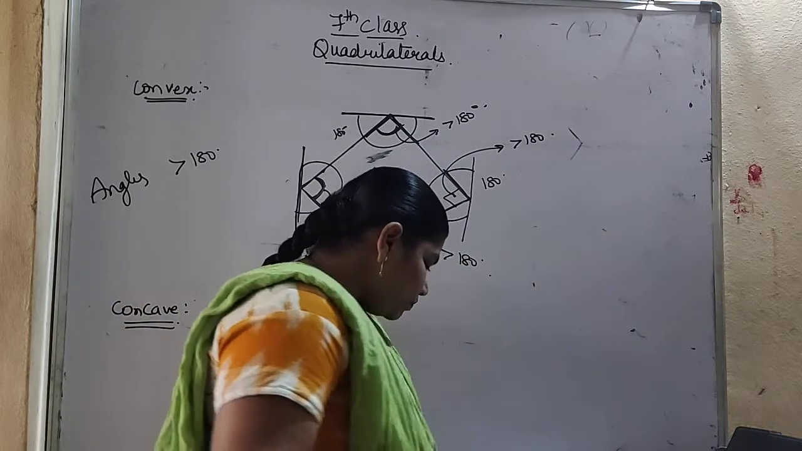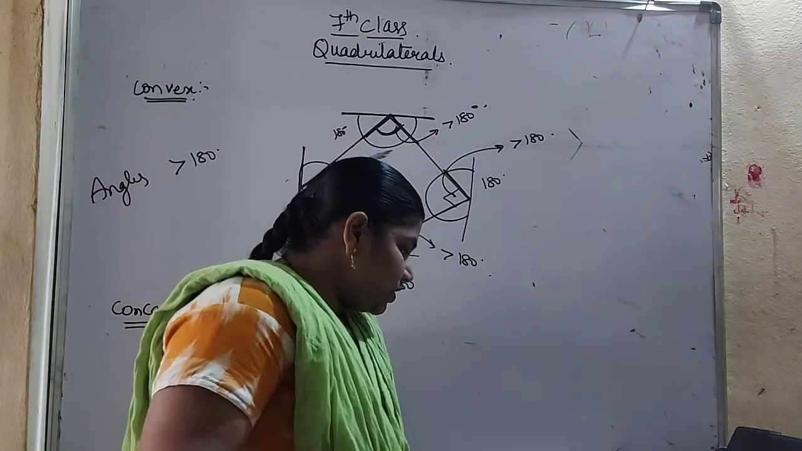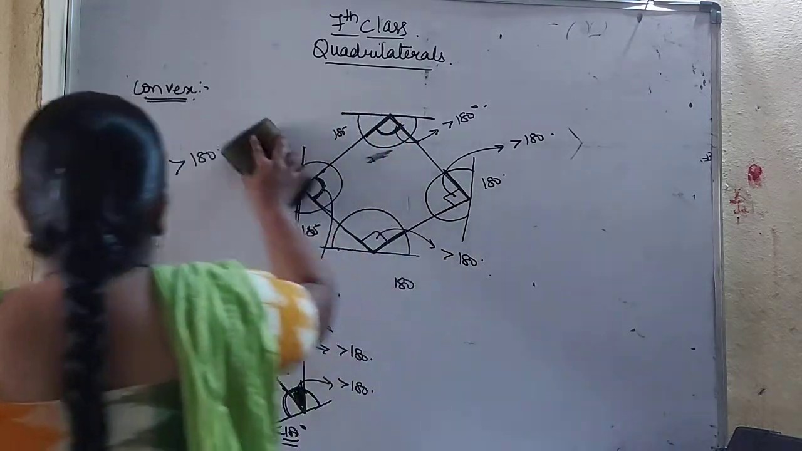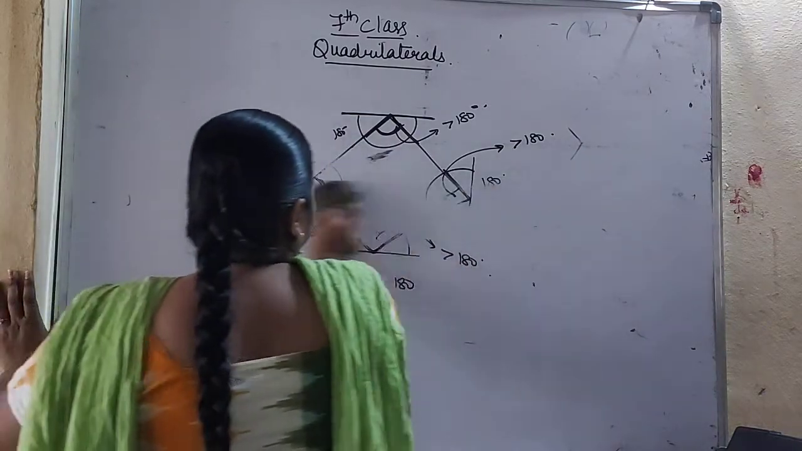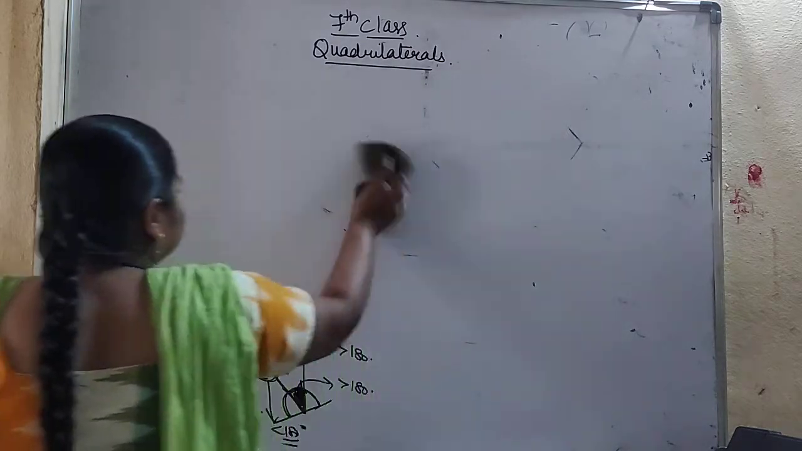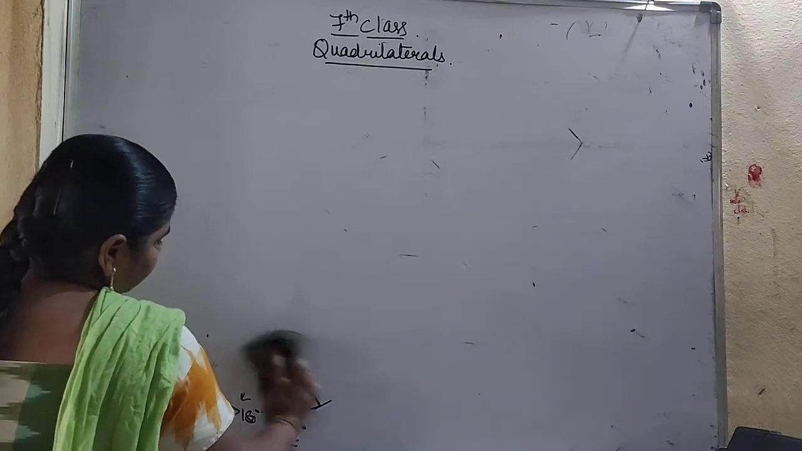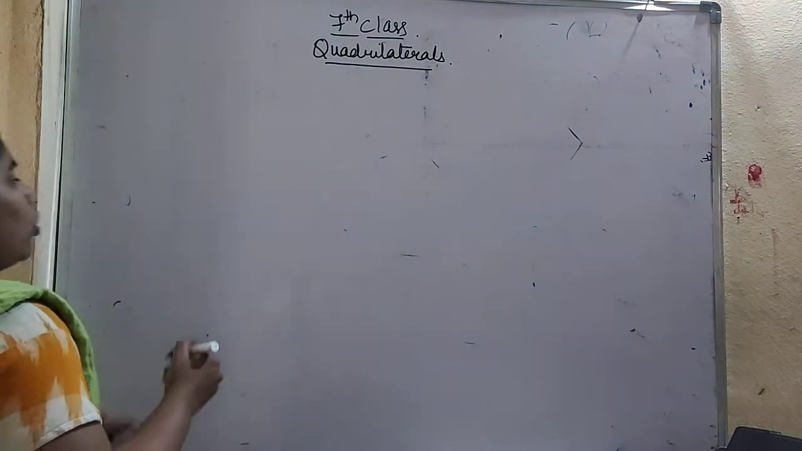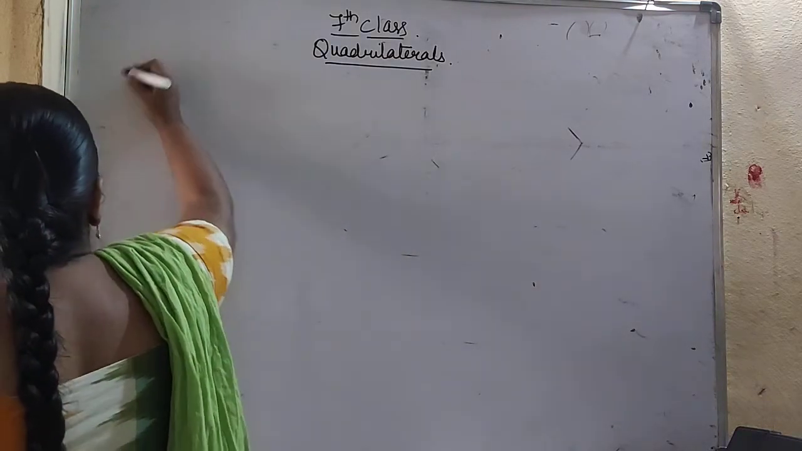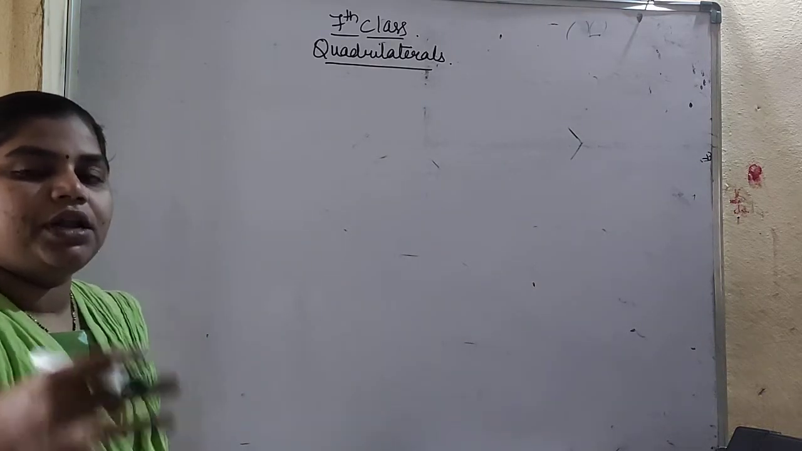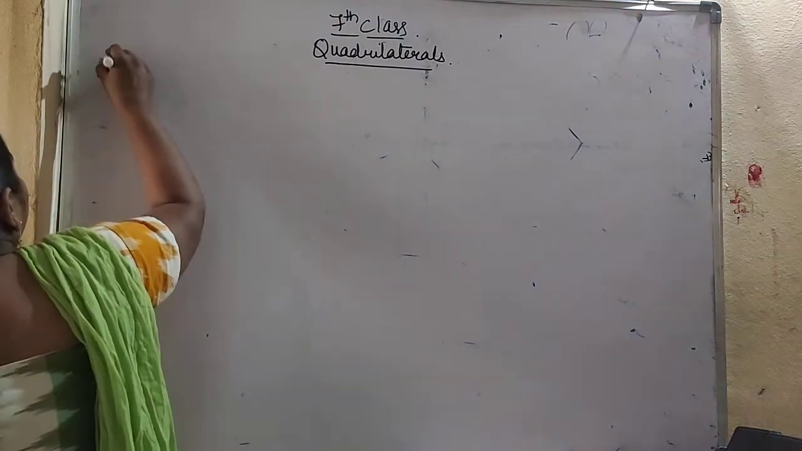Now next is about the angle sum property of a quadrilateral. So what is the angle sum property of a quadrilateral? We will see. We have already learnt in triangles that the angle sum property is that the sum of the three interior angles is equal to 180. But if you add all the angles in a quadrilateral, how much will you get? We have to find that now.